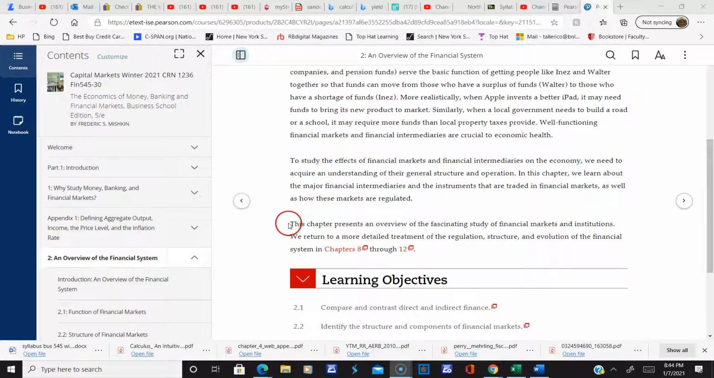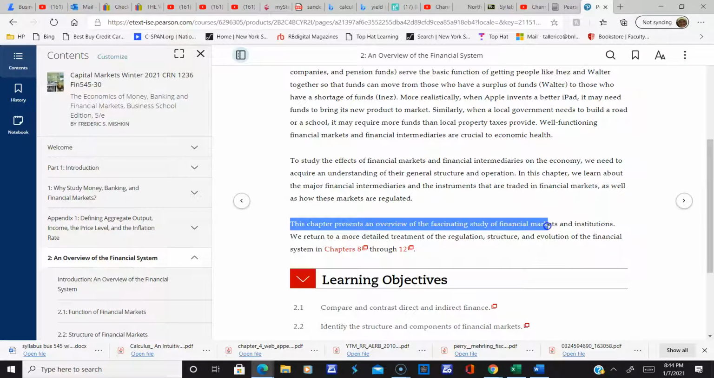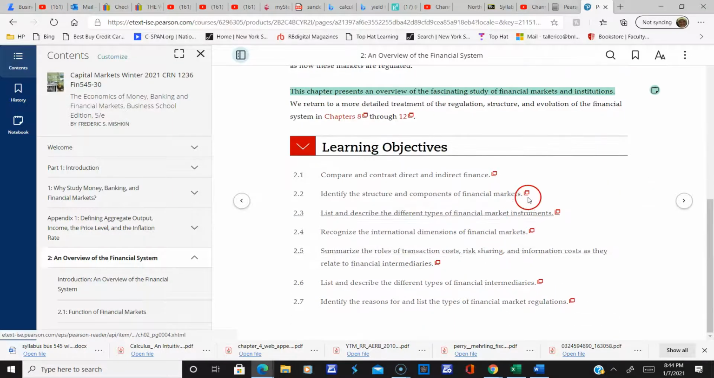So hello, my colleagues, and we move on to chapter two now in Capital Markets Finance 545. In this chapter, we're going to look at financial markets, which are fascinating, and institutions. There'll be a more detailed treatment of the financial system in chapters 8 and 12, so this will serve as an introduction.